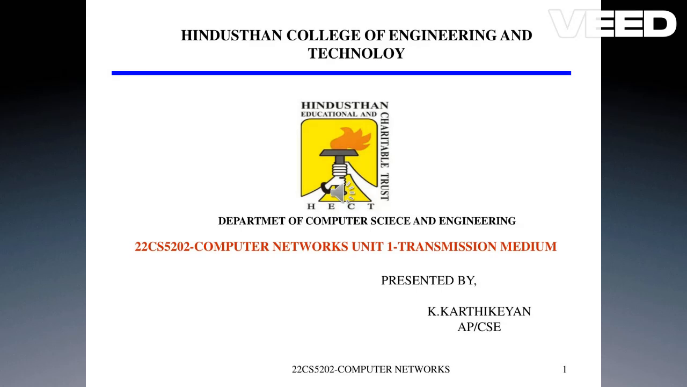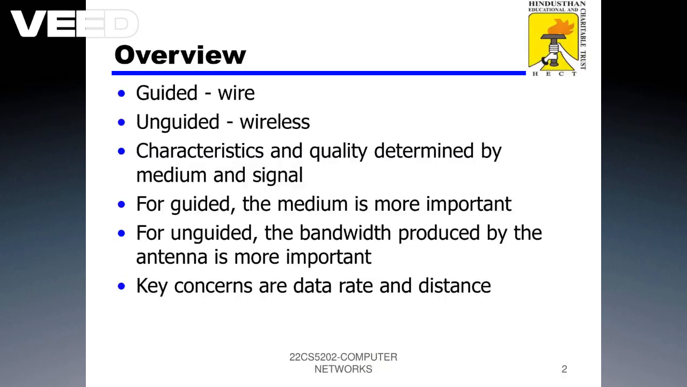Today we are going to see about the computer networks topics in Unit 1, transmission medium. We have to communicate transmissions through a wire or a wireless medium, generally called guided and unguided medium. In this video we are seeing about the guided medium, unguided medium, characteristics and quality determined by the mediums and signal. What are all the guided transmission media and what are all the unguided transmission media.